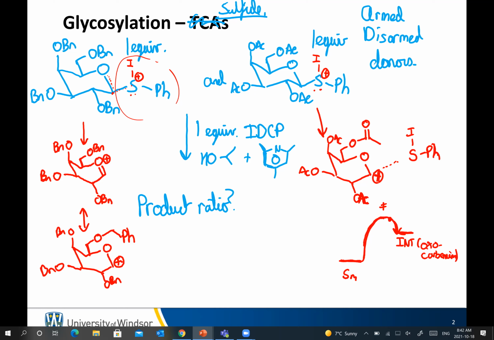What do you think about the electron density on the sugar oxygen of benzyl versus acetate? Which one of those is more electron rich? One with a phenol. Why? Because of the resonance. There's no resonance on that one, isn't there? Oh no, sorry. There's one carbon between them. So that acetate group.